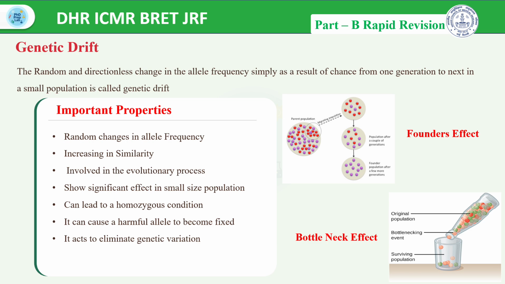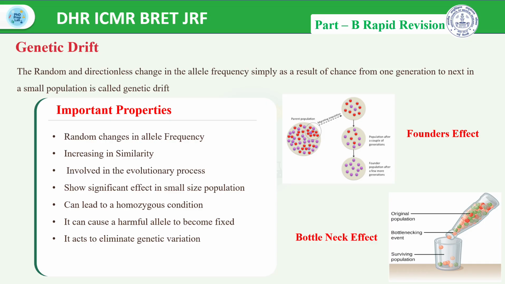And these are involved in the evolutionary process, of course, and they are significant in small size populations and they can fix a harmful allele because they favor the homozygous condition, and it acts to eliminate genetic variation, which is again because they favor the homozygous condition.